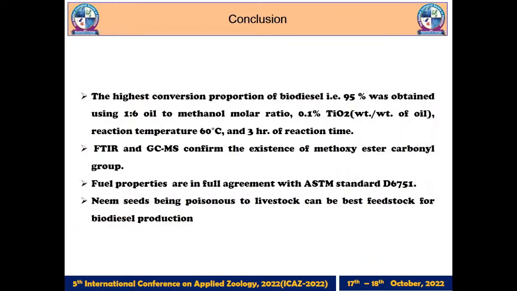Then we move toward the conclusion. The highest proportion of biodiesel, that is 95%, was achieved using 1:6 oil to methanol molar ratio, 0.1% titanium oxide, reaction temperature of 60 degrees Celsius, and 3 hours of reaction time. FTIR and GCMS confirmed the existence of the methoxyester carbonyl group. Fuel properties were found in full agreement with the ASTM standards. Neem seeds, being poisonous to livestock, can be the best feedstock for biodiesel production.